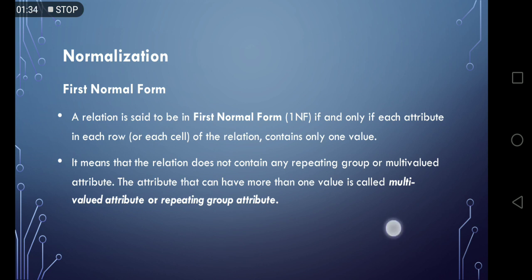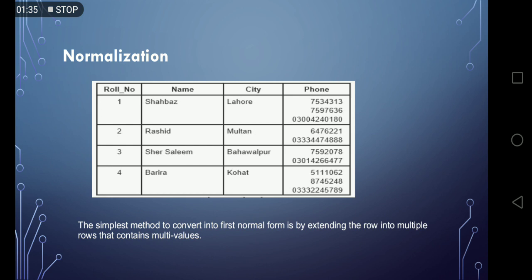For example, in this table you can see the phone numbers of the students are repeating. Roll number 1 has 3 contact numbers, roll number 2 has 2 contact numbers, roll number 3 has 2 contact numbers, and roll number 4 also has 3 contact numbers. The simplest method to convert this relation into first normal form is by extending the row into multiple rows.